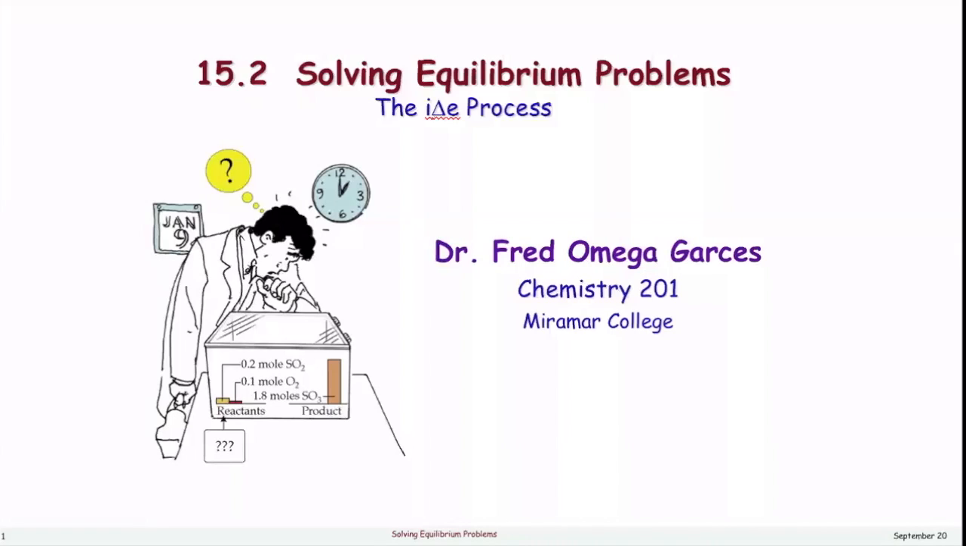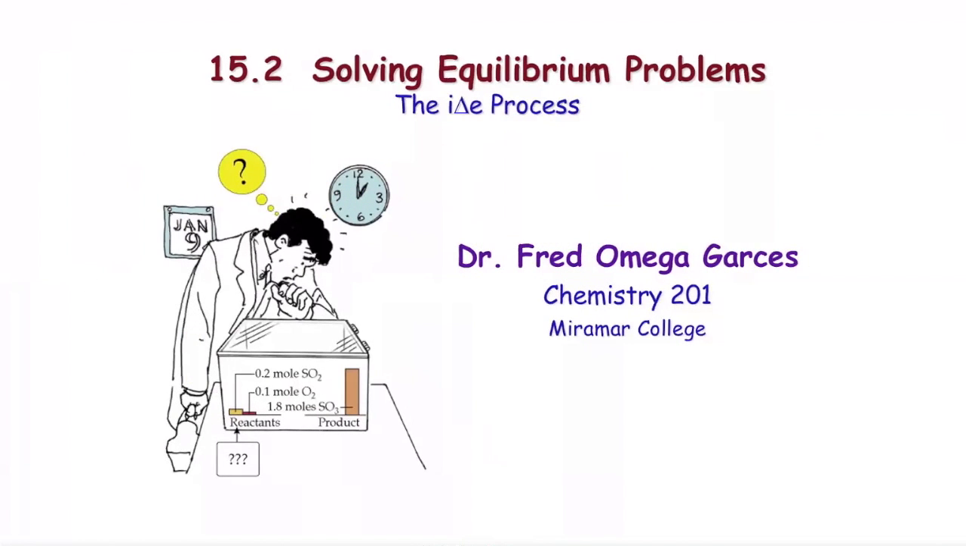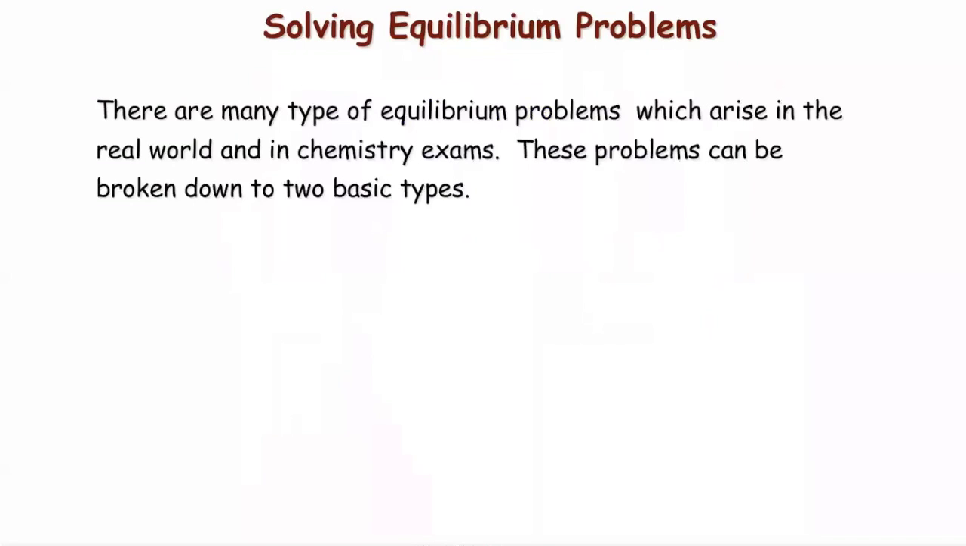So what you see here is a guy looking at this reaction, and he's just waiting because it's slow and eventually it'll go, but he wants to know how much product is produced. That's what this chapter is solving. So we're solving equilibrium problems.